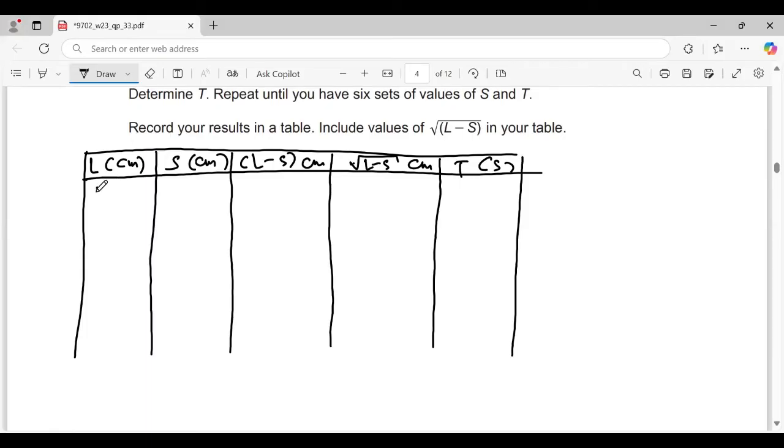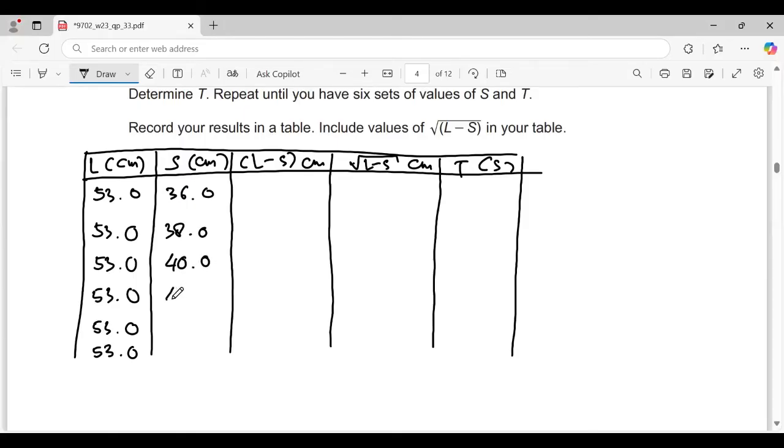L is 53. And S, I have set 36, 38, 40, 42, 44, 46. L minus S is 17, 15, 13, 11, 9, and 7.